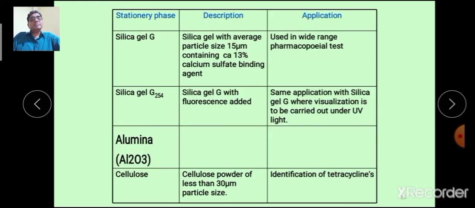Okay. Now the stationary phase may be prepared by using adsorbent materials, silica gel or silica gel 254, or alumina, or cellulose, which is converted into slurry, and that slurry is deposited as a thin layer on a glass plate.